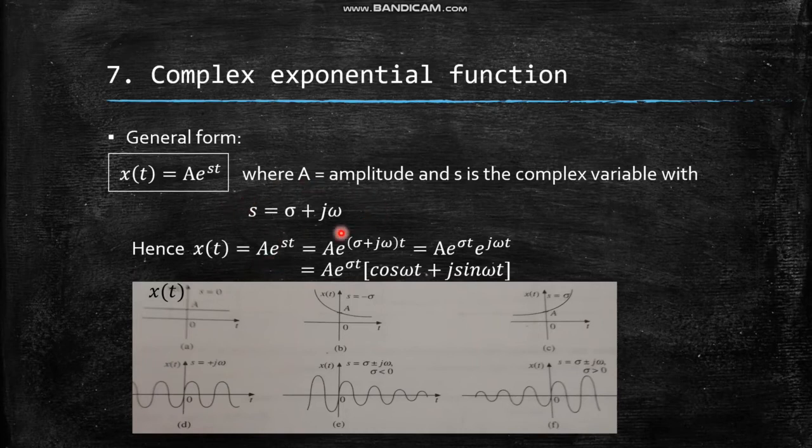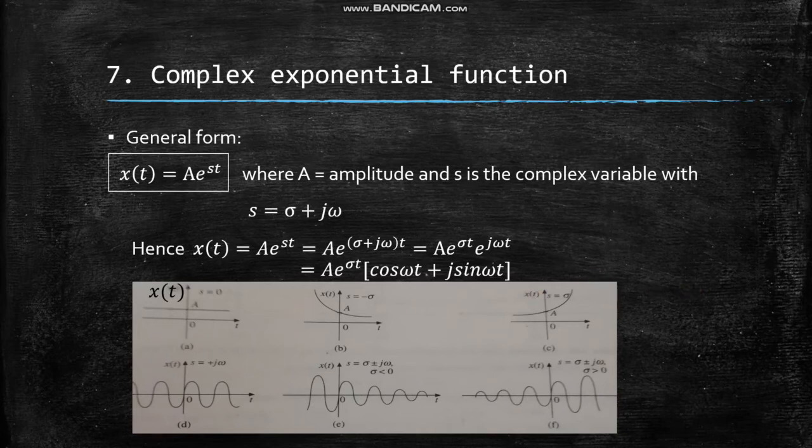By replacing the s expression in this formula, we get x of t as a e raised to sigma plus j omega into t, which is further split and written as a e raised to sigma t e raised to j omega t. By expanding the e raised to j omega t equation by Euler's formula, we write it as a e raised to sigma t into cos omega t plus j sin omega t. So there are six different cases for the complex exponential function.